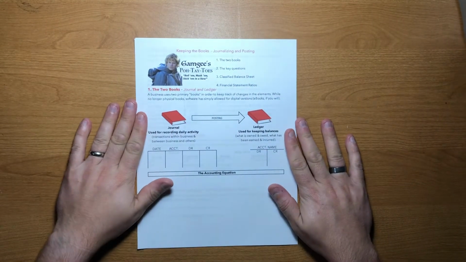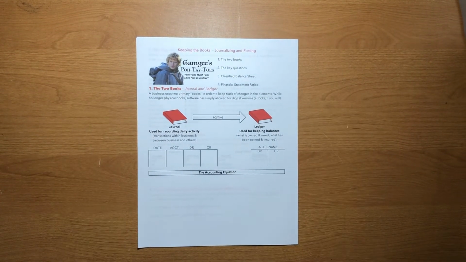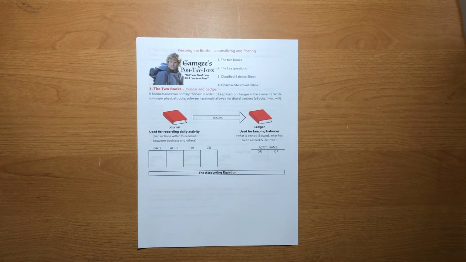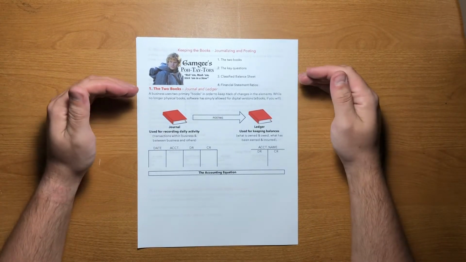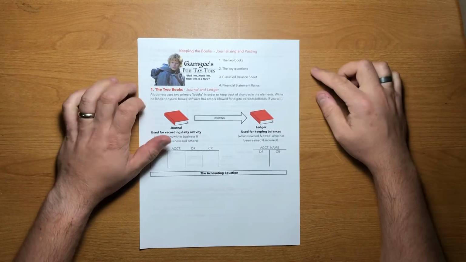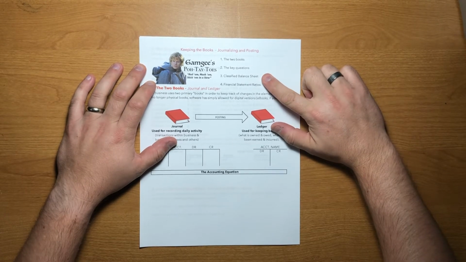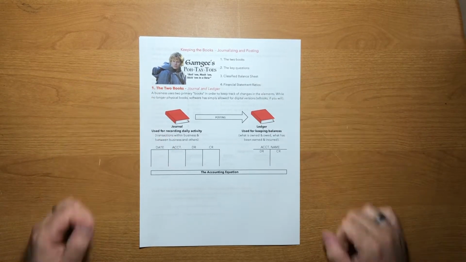But this is the handout we're going to go through. Now, I put these handouts together so that we could have something to base our discussion on. The handout walks us through 4 different things. We're going to talk about the 2 books. We're going to talk about the key questions. We're going to talk about the classified balance sheet. And we're going to talk about financial statement ratios.